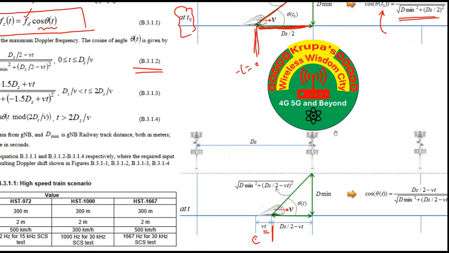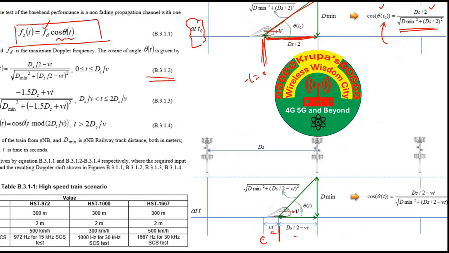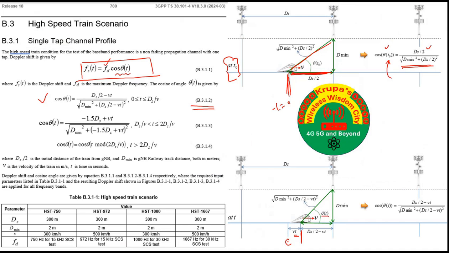the cos theta t now. Now what would be my cos theta t, right? I can take theta t here, and cos theta t is equal to this divided by my diagonal. This distance is how much? The original distance between this and this was ds by 2, and vt is the distance I covered already. So ds by 2 minus vt is the distance, right? So ds by 2 minus vt divided by, I have to find the diagonal.